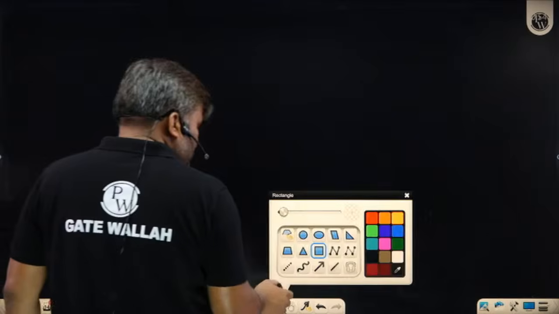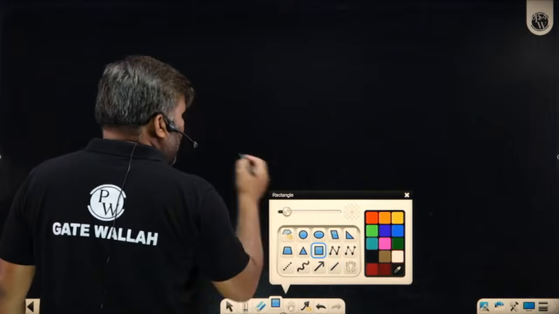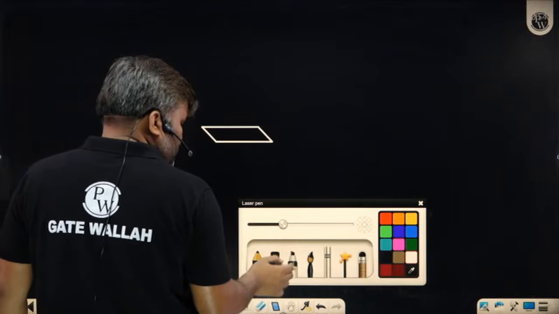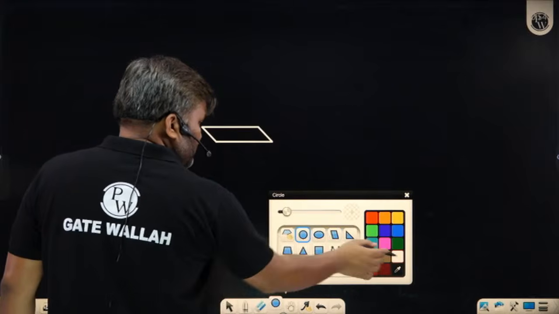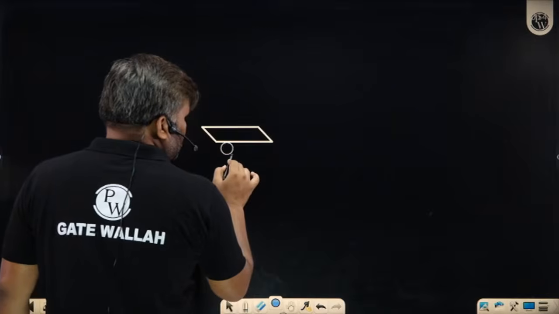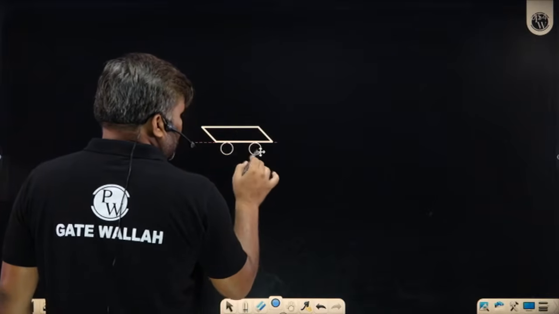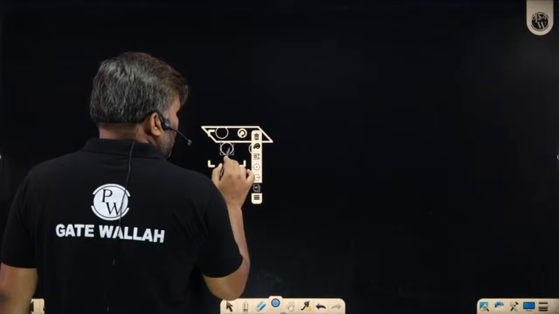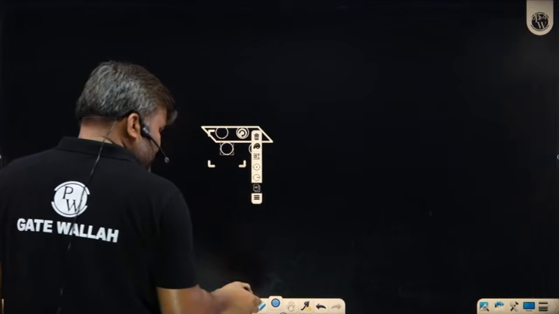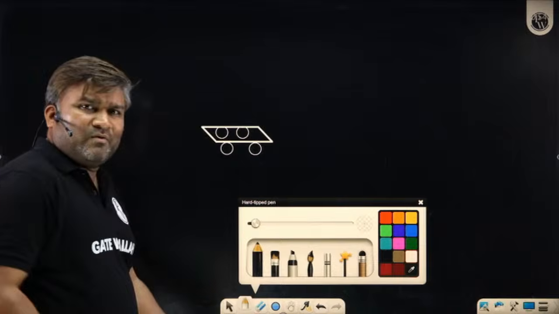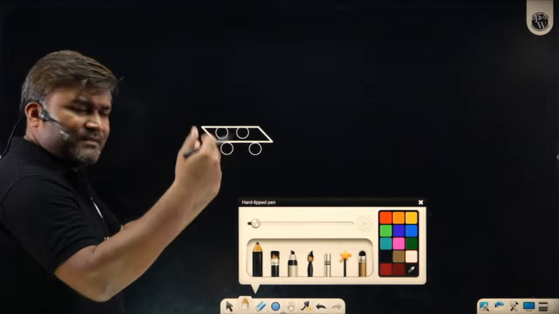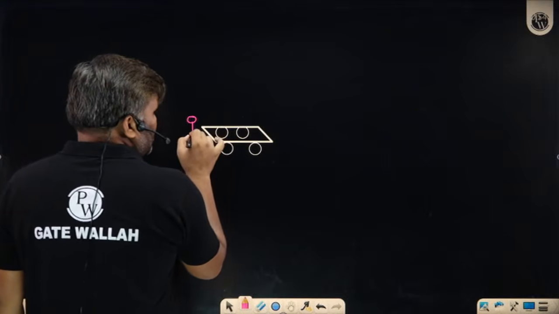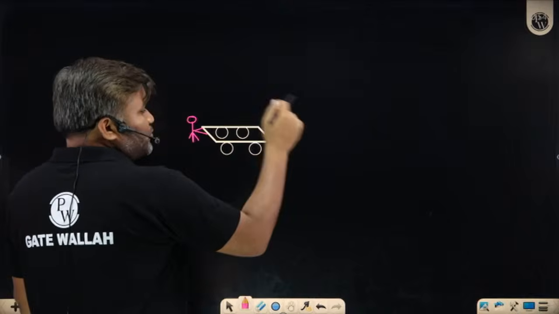Try imagining this. Suppose I am having a cart, like this. You have seen these kinds of carts on which I have some vegetables. I'm just selling the vegetables, and you are this seller. You are just pushing it.